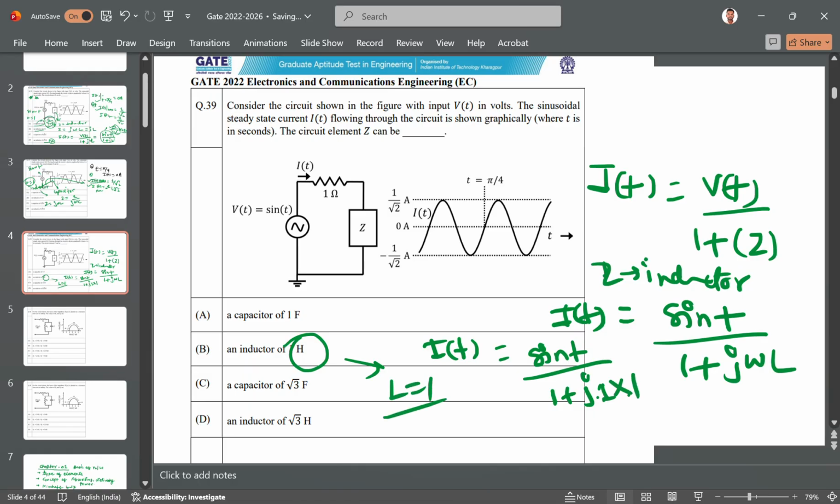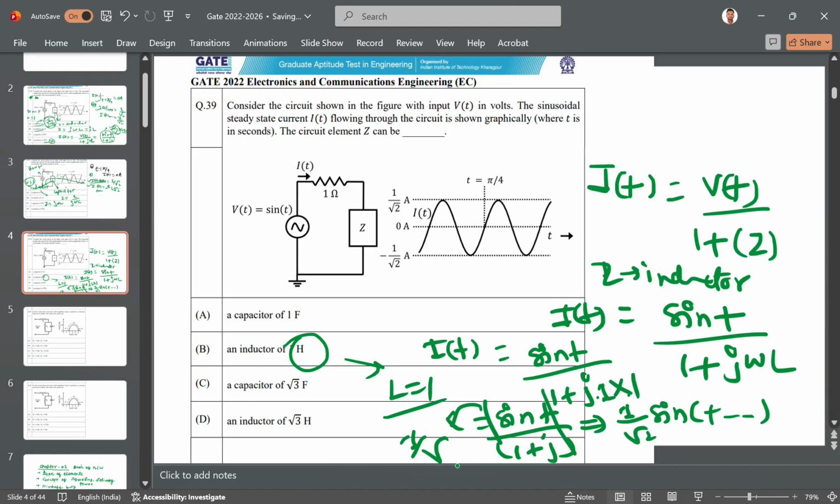Okay, so sin t upon 1 plus j. If we find the magnitude, what will be the magnitude? We have to represent it in polar form. So what will be the polar form? There will be some phase. But if you find the maximum value of this, what is the maximum value of sine? 1. And what is the maximum value of this? That is 1 by root 2. So it is satisfying, that's why the answer is B.